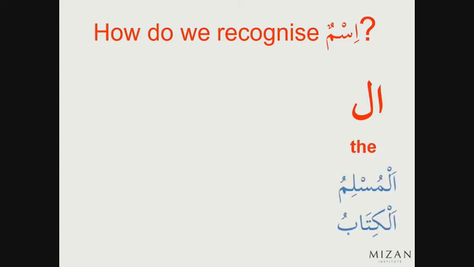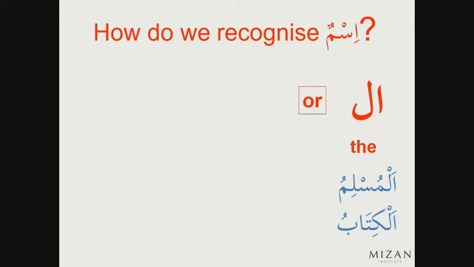The. For example, there, al-muslimu. So you see at the beginning there's an al. That al tells me that the word is an ismun. Or there, al-kitabu. What does kitab mean again? Kitab means book. What does al mean again? The. So al-kitabu means the book. It will tell you the word is ism.